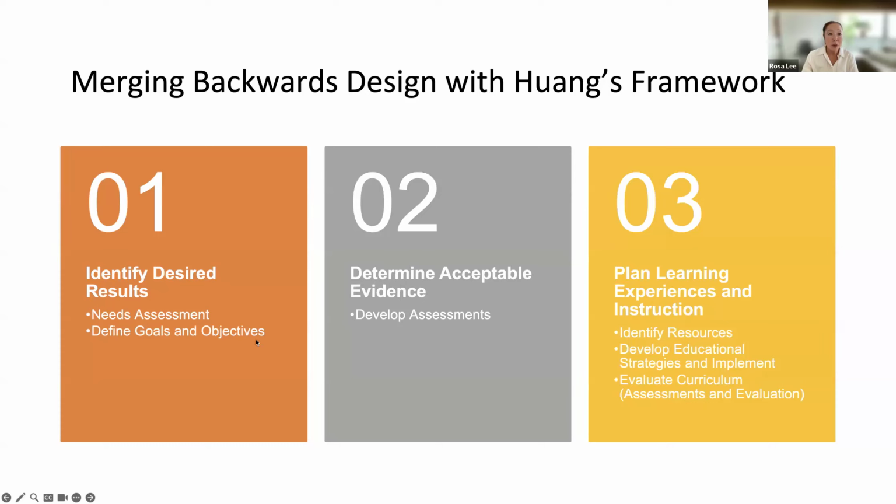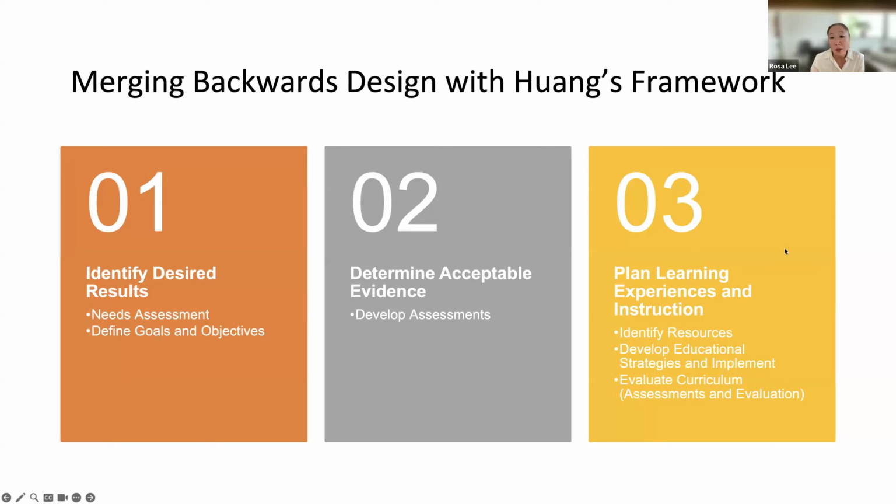So again, first, starting with the end in mind, is what do you want to accomplish? First you have to identify what problem you're trying to solve and address, and that will be your needs assessment. We'll talk about that in a second. It's about defining your goals and objectives, starting with what you want the learners to get out of your educational session. Second will be determining the acceptable evidence, which is developing the assessments. Kern and Huang's model put it at the end of the cycle, but in backward design, it's critically important that you develop and think about your assessments right after you have your learning objectives.